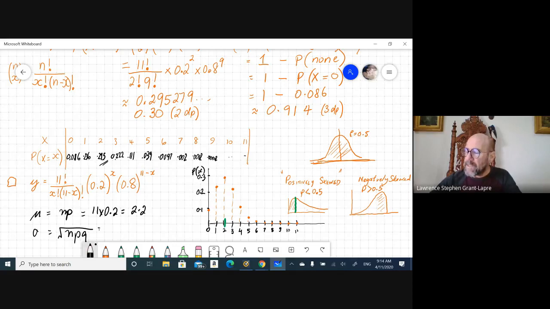Now the standard deviation is the square root of 11 times 0.2 times 0.8. You have to be able to do all of these steps. It's 1.33. And that's the standard deviation. See where the average is at 2.2. It's just about the highest part of the curve as well.